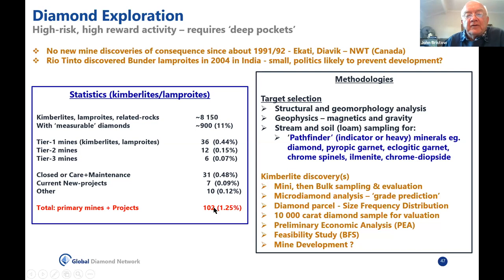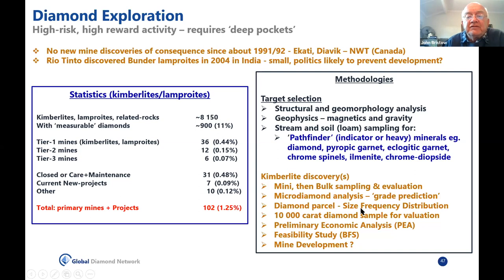And if we find those indicator minerals and we think a kimberlite, and I'm talking exclusively kimberlites or lamprites, is going to be prospective, then we have a whole series of processes that we then go through to test that kimberlite intrusion, whether those vary from mini bulk sampling to big bulk sampling, where we take hundreds and thousands of tons out of the kimberlite or the lamprite, and we go through a whole series of processes.